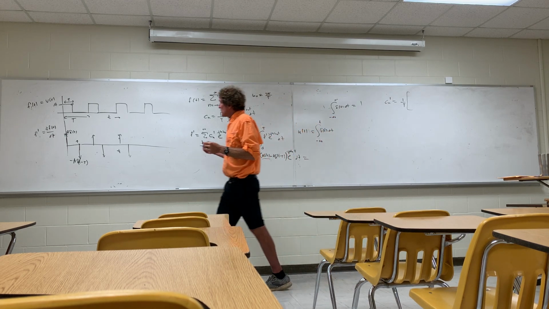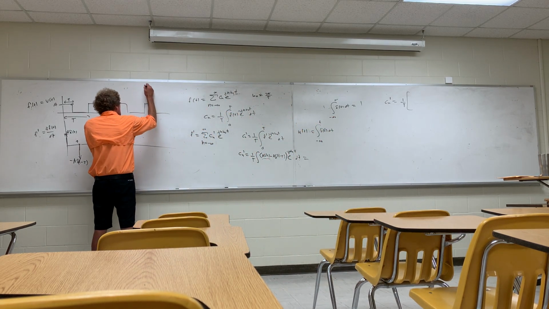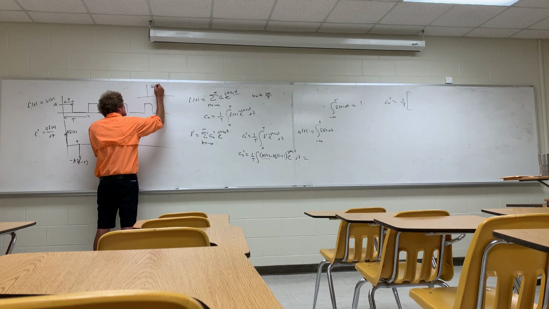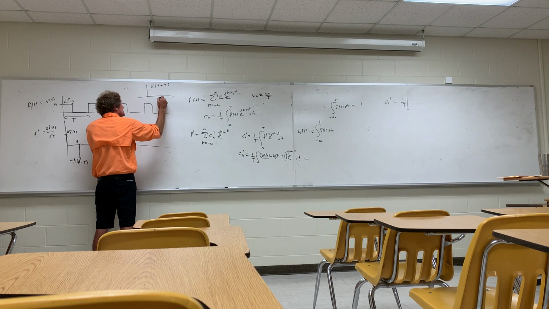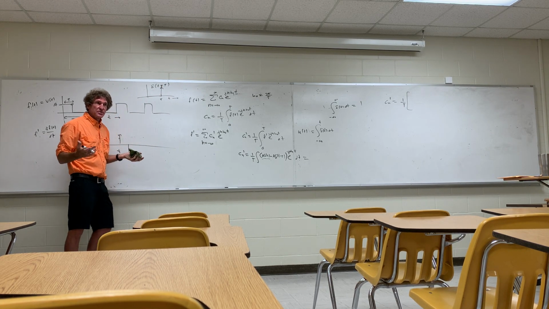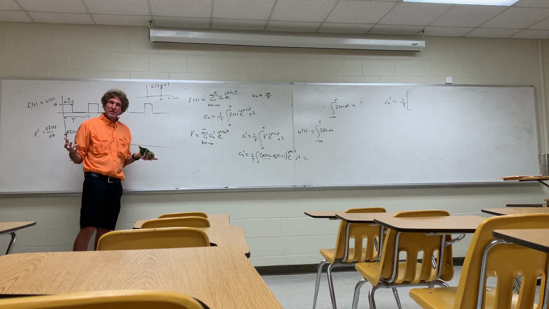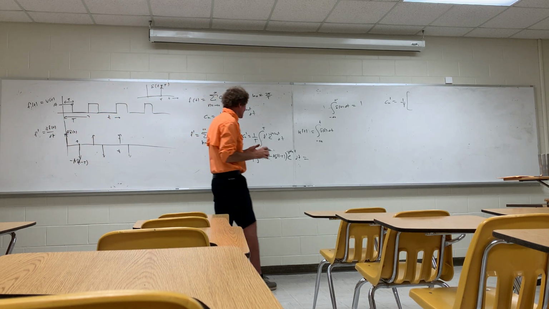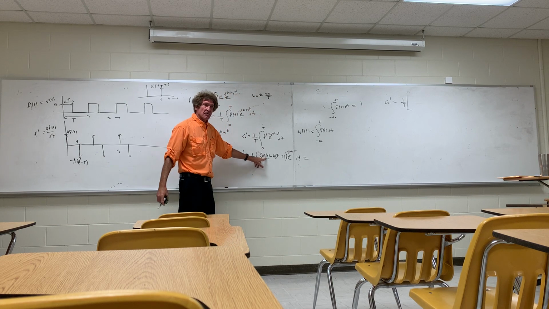Just try to be clear about this. If you were graphing delta of t minus tau, it would look like this. If this is t and this is tau, it just goes to infinity. That's what I mean when I say the delta function turns on. It's a term I use. It means it becomes non-zero. Well, here, it turns on at 0, right?